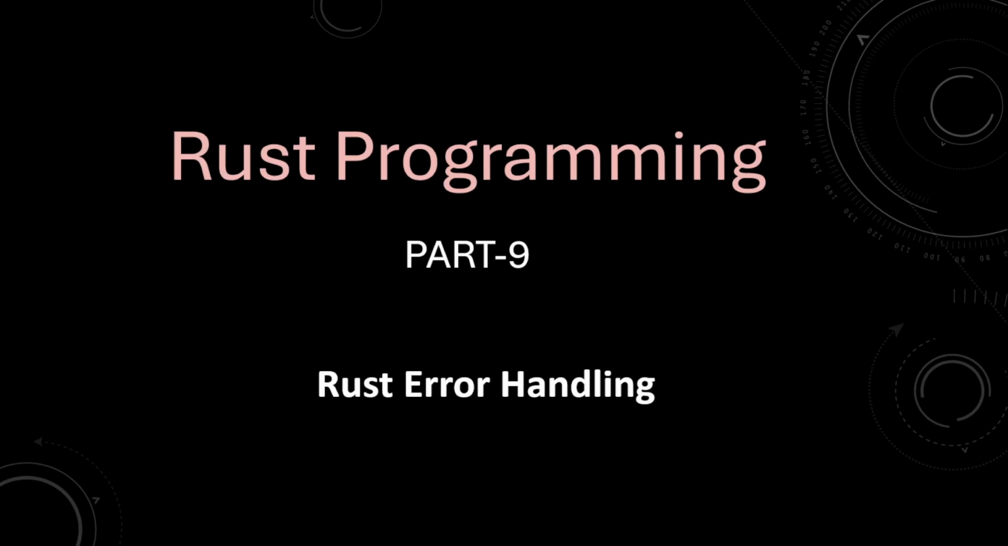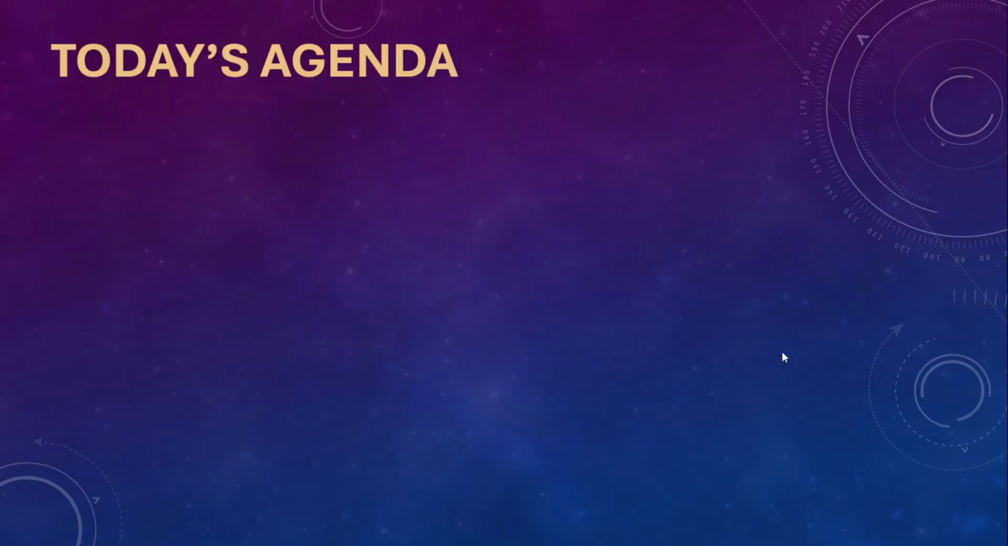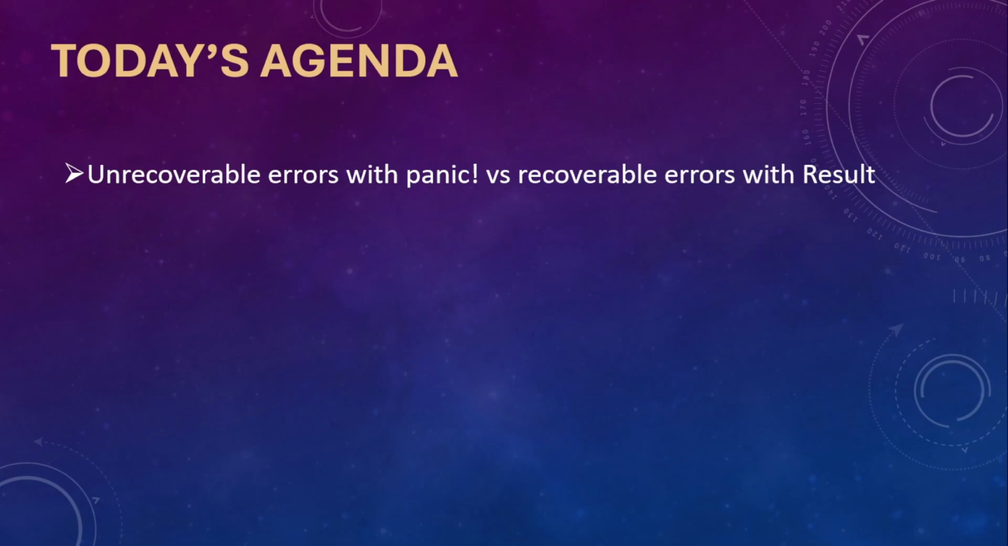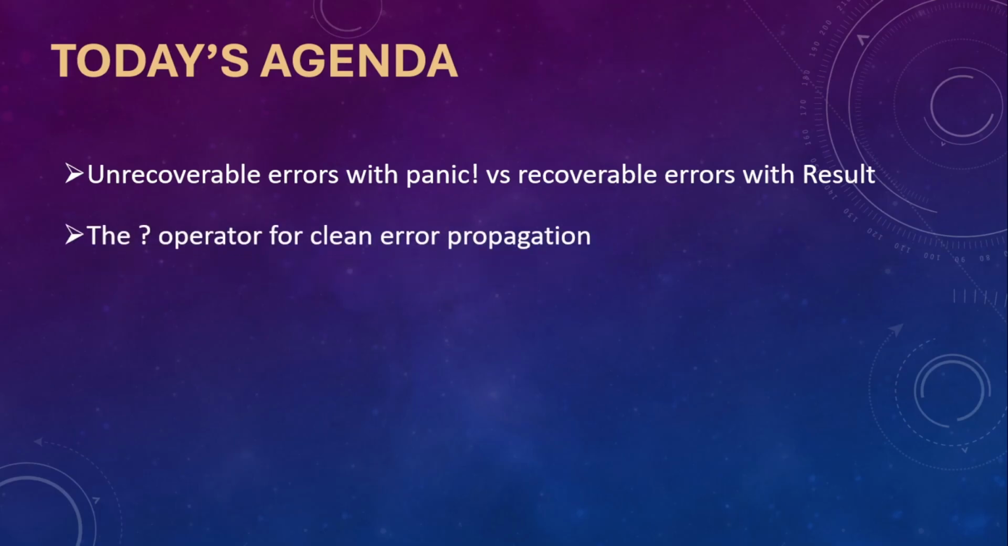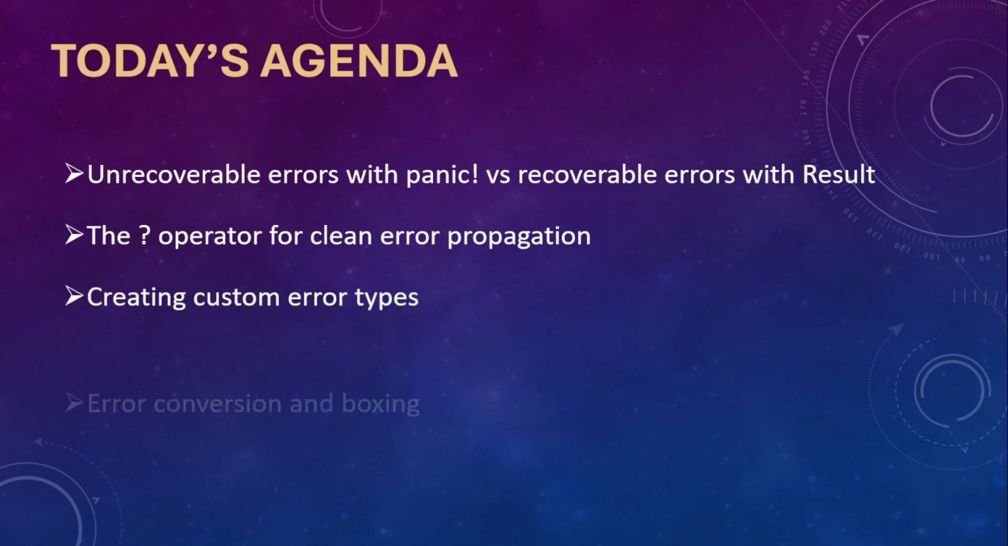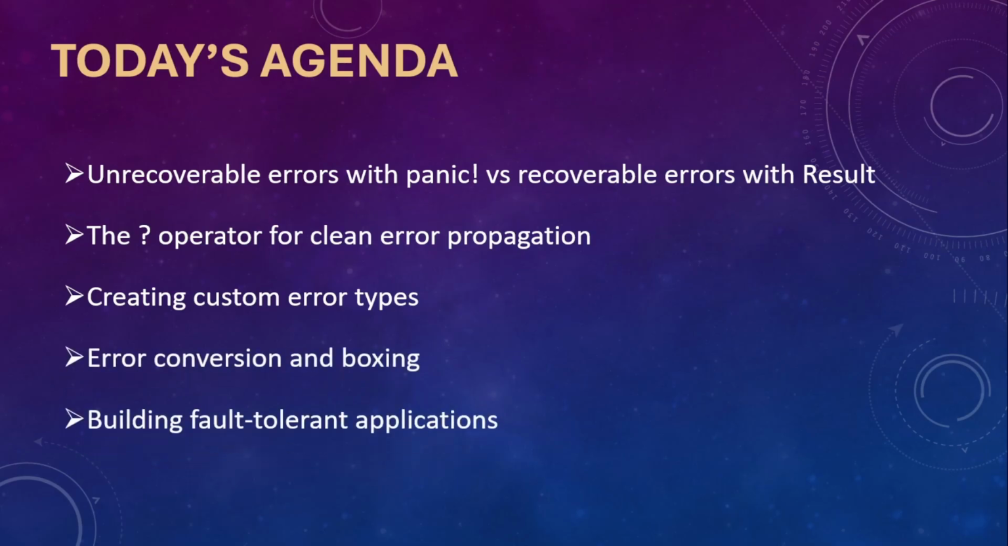So, our today's agenda will be unrecoverable errors with panic versus the recoverable errors with the Result enum. Next, we will cover the question mark operator, which is used in Rust for clean error propagation, and creating custom error types, followed by error conversion and boxing. Afterwards, we will try building fault-tolerant applications, and lastly, we will discuss real-world error handling patterns.